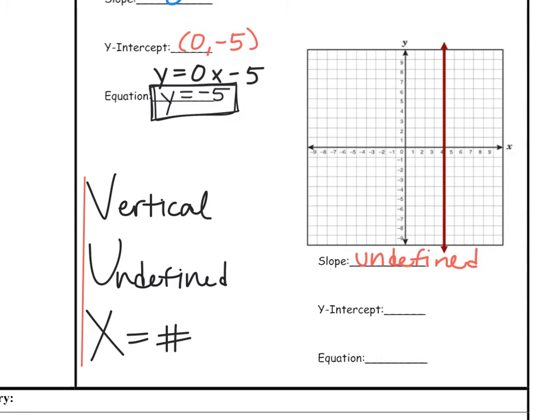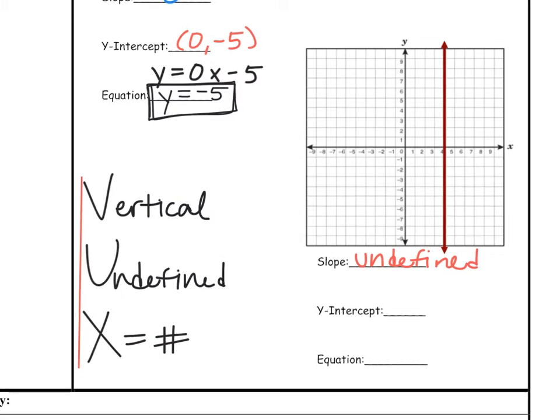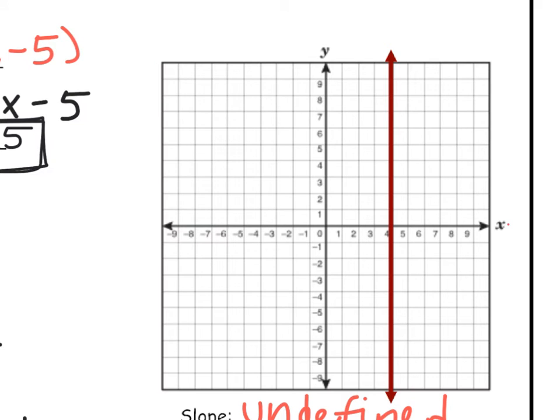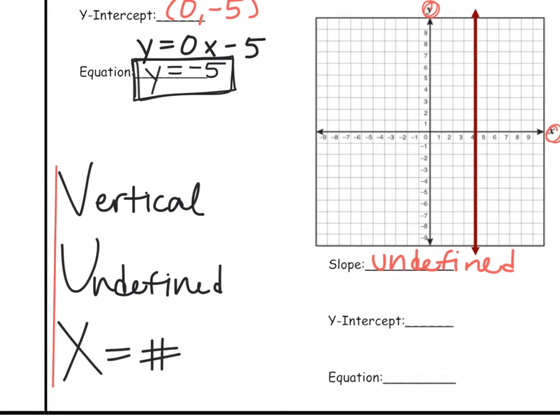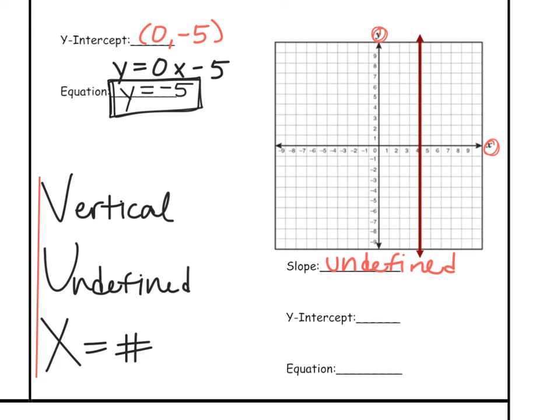What's the y-intercept of that vertical line? Where does it cross the y-axis? 0. Look at it. This is the x-axis, guys. Where does it cross the y-axis? Does it cross the y-axis? No, it doesn't. So the y-intercept is none. There isn't one. Not applicable. Whatever you want to say. There is not a y-intercept because it will never cross the y-axis.